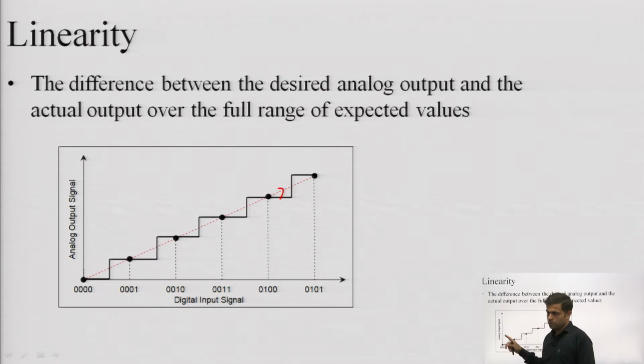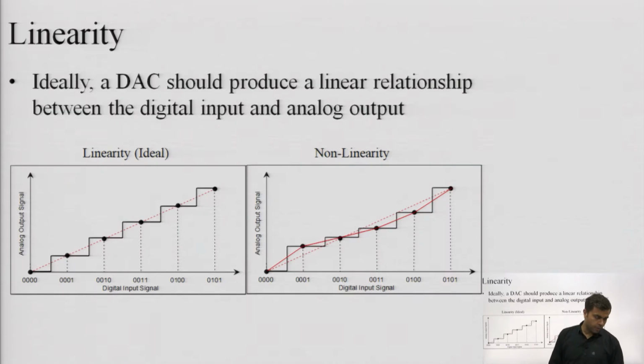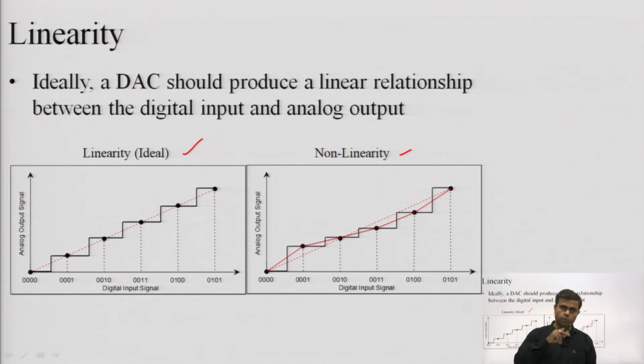Anything that is not in the linear range, or not on the linear curve, will lead to non-linearity errors, which we will be covering further. Then we can see that this is the ideal case, and this is a non-ideal case in which these points are getting shifted, so that we are not getting a single straight line, and instead of a single straight line, the points are either above that straight line or below that straight line.